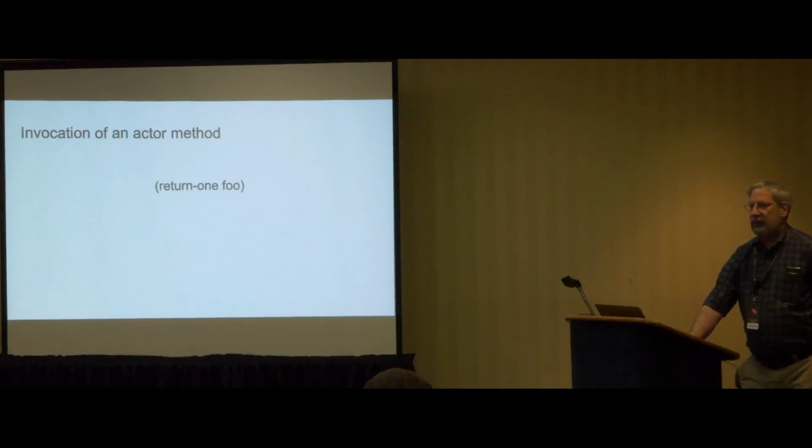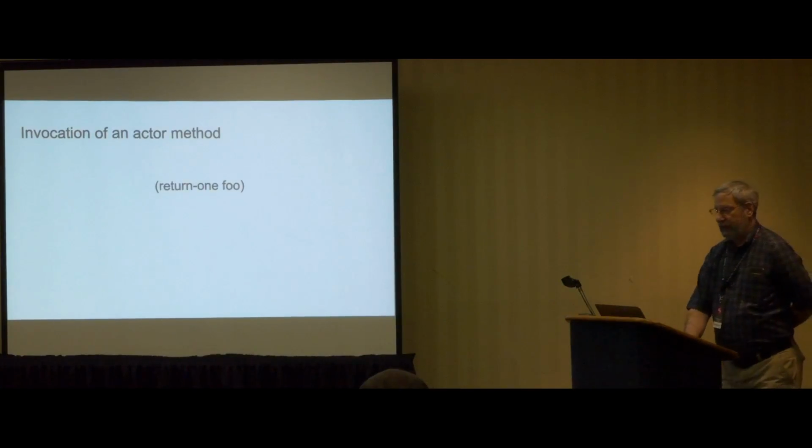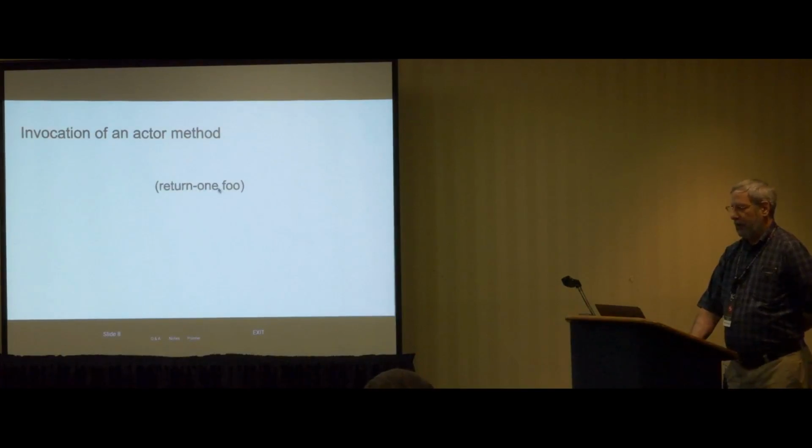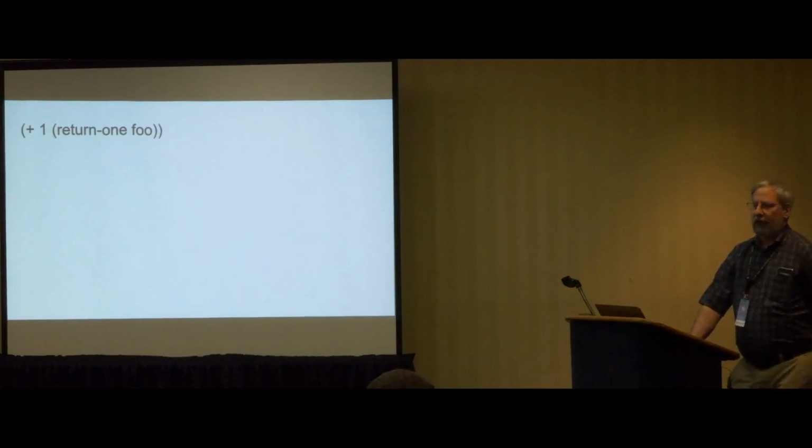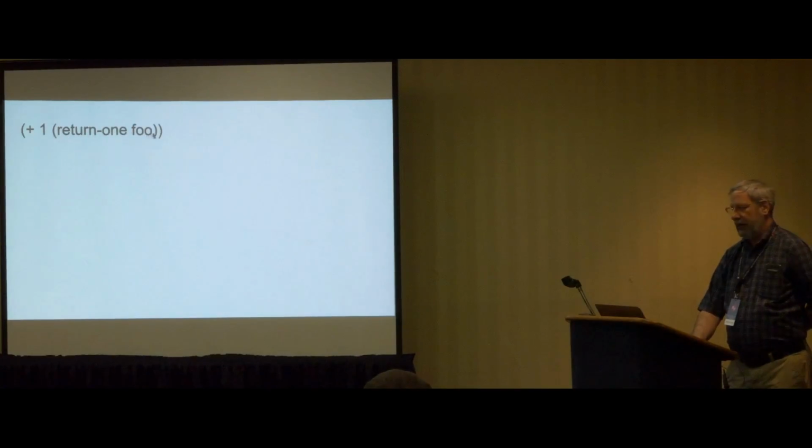Okay. So we're going to start out with how an actor gets invoked. We're going to start with a simple example. We're going to call return one with a parameter of foo, and it returns one. Okay. Now we're going to step it up a notch. We now have two contexts. We have this inner one, which calls return one. And then we have an outer one, which calls the addition primitive with a parameter of 1 and whatever will be returned from this inner context. Does that make sense to everybody?